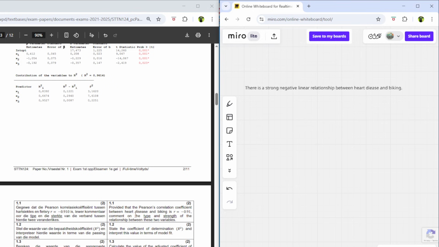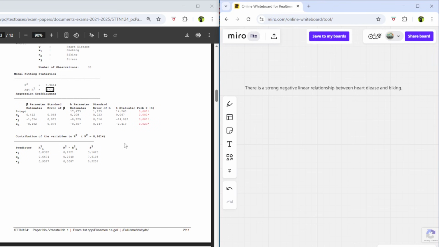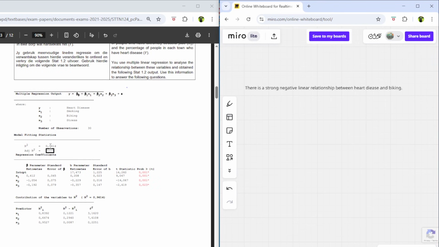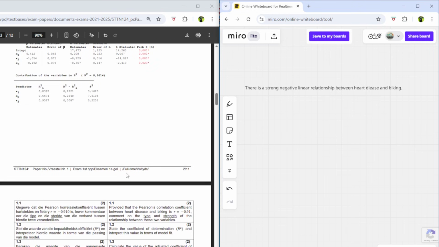As you can see, they said between heart disease and biking. That is question 1.1. 1.2, state the coefficient of determination r squared and interpret this value in terms of model fit. So r squared is over here. That is the coefficient of determination. So the coefficient of determination is noted by r squared.